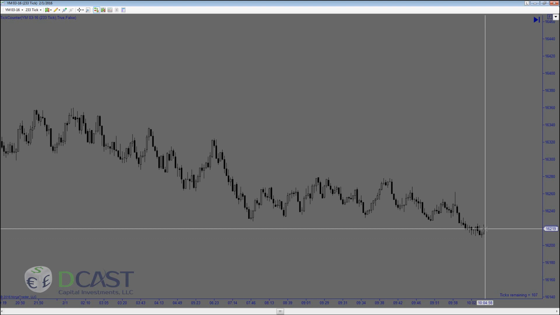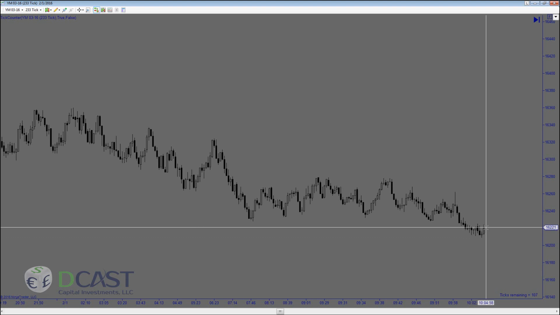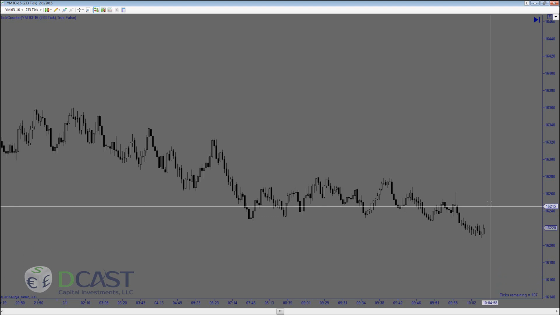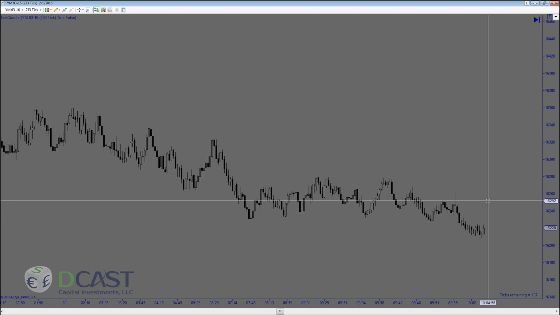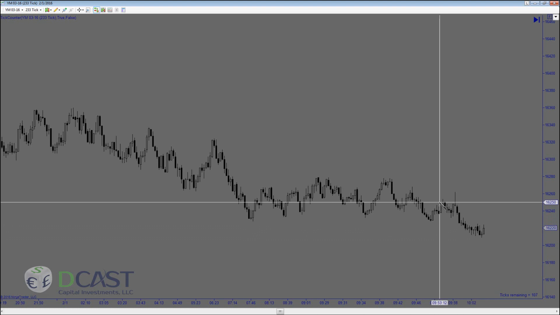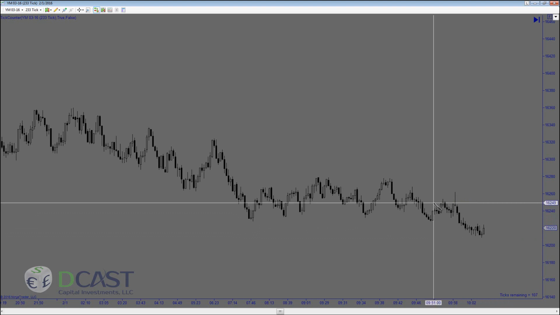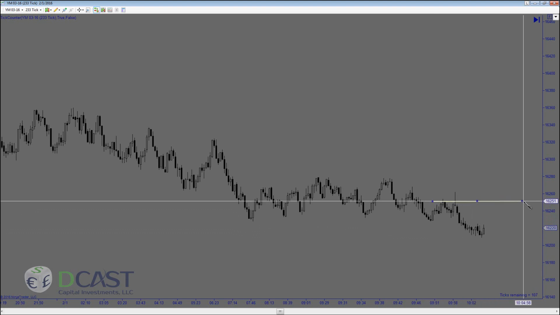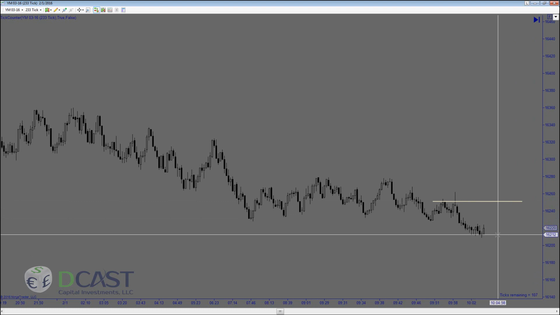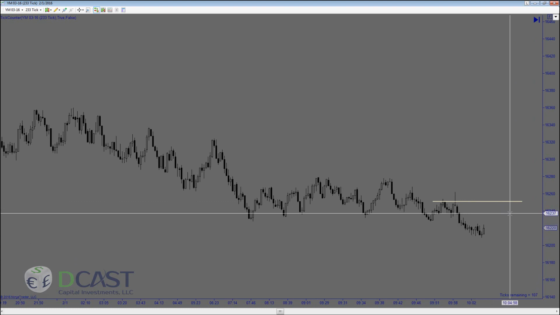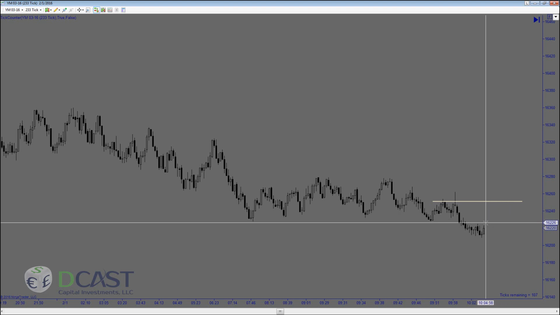We want to talk about complex corrections. So now we want to see price respect what? At the very minimum, this level here. This level here should be respected. Do we expect a complex correction coming back up? It's a very real probability that we might see a complex correction.